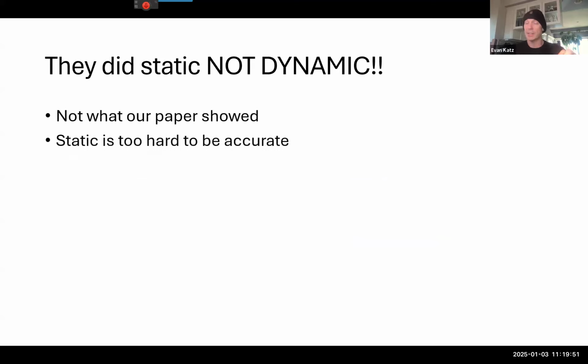Static, you can get it, right? Because if you pause the DMX, it's an X-ray. But after doing, I would probably say, tens of thousands of these now, trying to do a static X-ray to get this correct and accurate is incredibly difficult. So just have your doctor refer out for a digital motion X-ray, just like they would for an MRI. They didn't use the most accurate test, and they referenced our paper as how they did it, which is not how they did it.